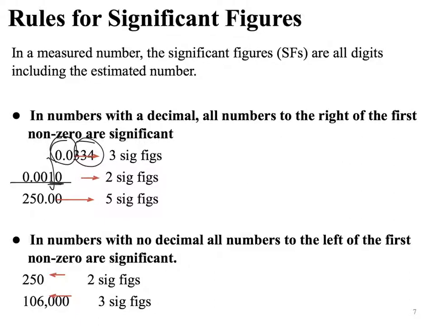This number, we have a decimal place right here. The zeros to the left and the zeros to the right are going to be significant. Therefore, this number has 5 significant figures. When we don't know where the decimal place is, we assume that those zeros are not significant. So, for example, in this number, where is the decimal place? You don't know. Therefore, this number has only 2 significant figures. Where is the decimal place here? We don't know. Therefore, this number has only 3 significant figures.